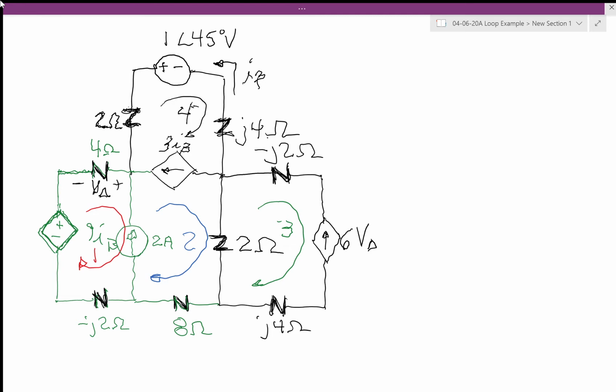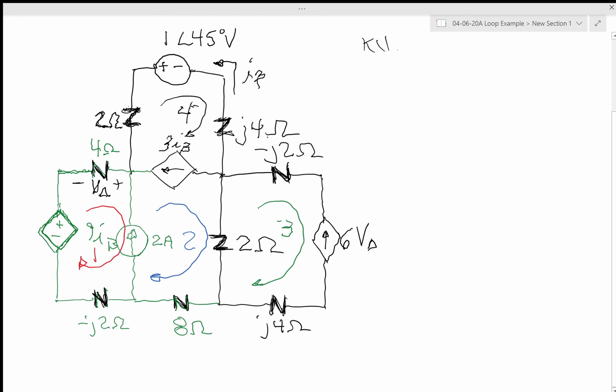So first thing you do is define the current, and you're going to use KVL and Ohm's law to write the loop equations. And the next thing I want to do is go in and look at all the current sources and see if any of those current sources define one of my four loop equations. Okay, my designated loops. So here we go.